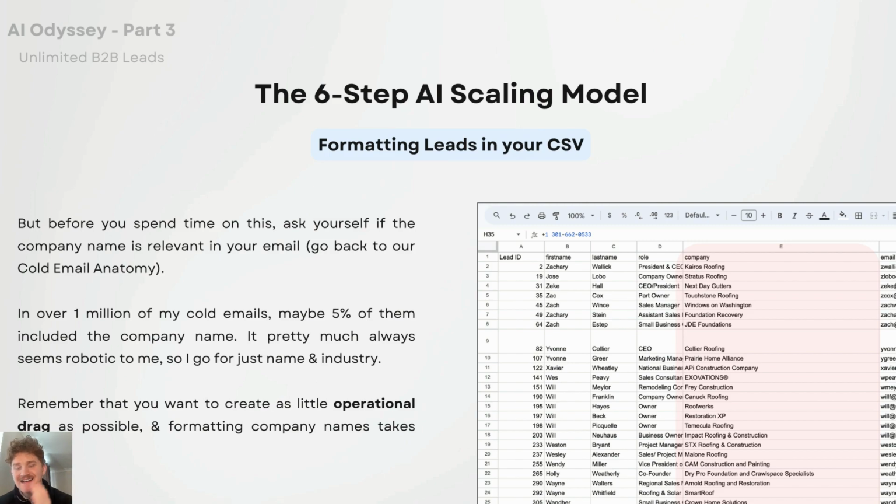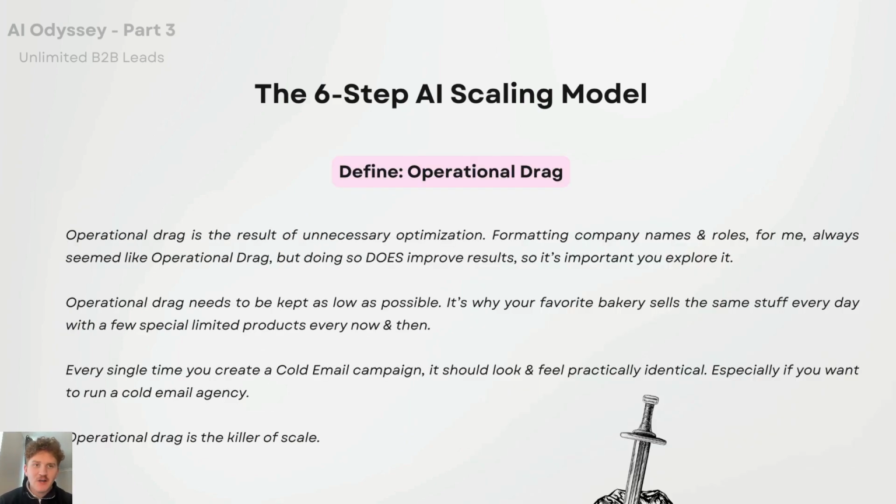Remember that you want to create as little operational drag as possible. And formatting company names before you start reaching out to people takes a lot of time. Let's define operational drag quickly. Operational drag is the result of unnecessary optimization. Formatting company names and roles and stuff like that for me has always seemed like operational drag, right? Does it improve results? Maybe, but is it a good trade-off to spend hours and hours doing it? Operational drag in cold email and outreach needs to be kept as low as possible.